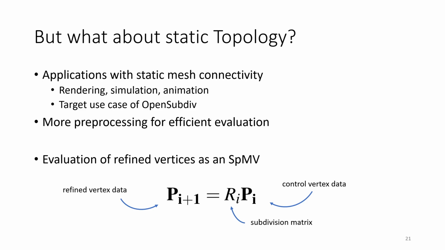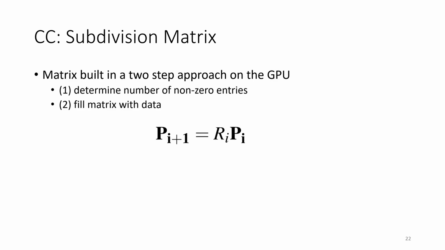In our subdivision matrix, rows correspond to refined vertices and columns to control vertices. We built the matrix using only the adjacency information we also generated in the dynamic mesh case. In the first step, we determine the number of non-zero entries in the matrix to create the empty sparsity pattern, which is then filled with weights in a second step.